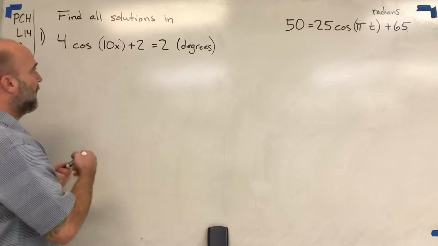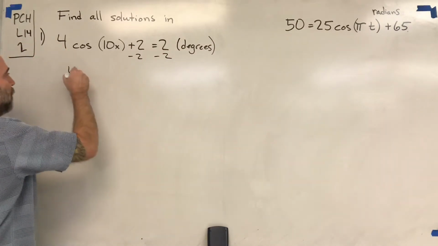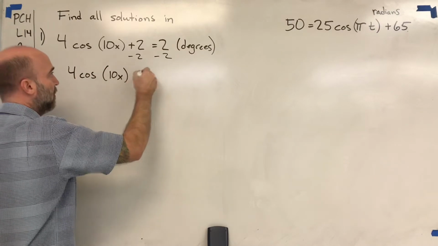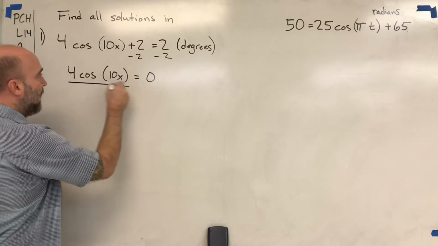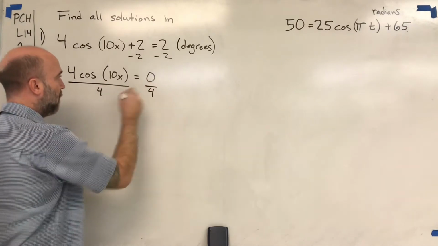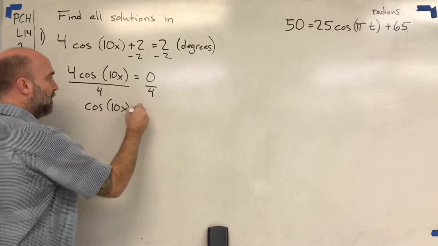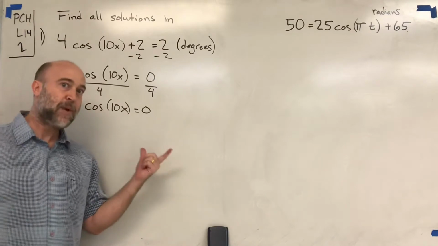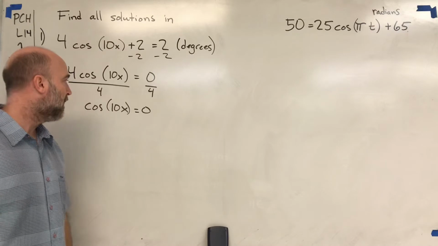So I'll go ahead and subtract 2 first from both sides. I have 4 cosine of 10x equals 0. Oh, that's nice. Then I'll go ahead and divide by 4, divide by 4. I have cosine of 10x is equal to 0. All right, so this is where I like to look at the oscillating function to help me out with this.